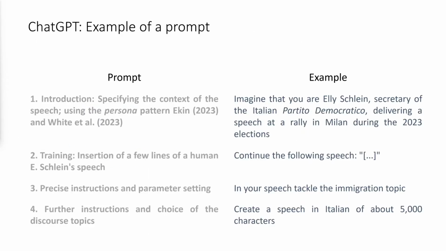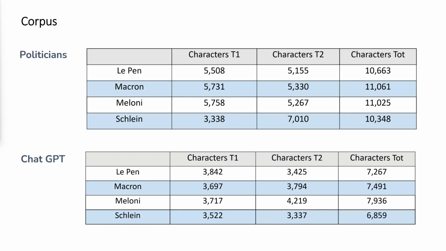This is how we generated the corpus by ChatGPT. We tried to be as specific as possible, giving a realistic context and a few lines of the true speech ChatGPT was supposed to reproduce. We also gave other relevant parameters that we wanted to include in the speech. And first, we also used a persona pattern, asking ChatGPT to think, to simulate, to imagine being a politician.